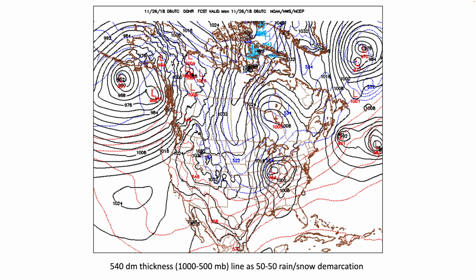500 millibar heights is basically the height of the atmospheric column from sea level to 500 millibars. And as I talked about many times, the height of the 500 millibar surface is proportional to the mean temperature of the column between sea level and 500 millibars.